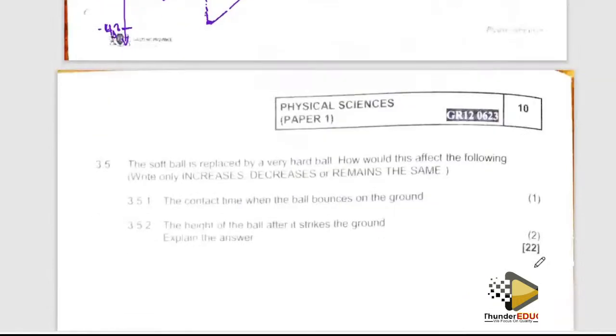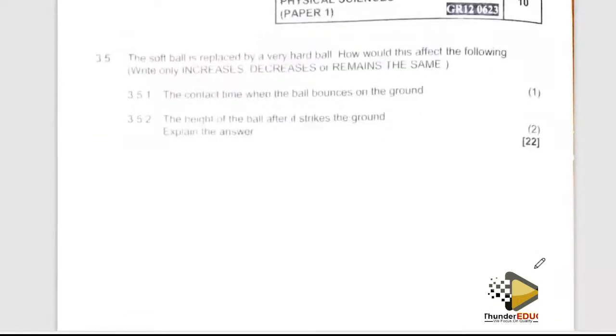3.5. They're telling us that the soft ball is replaced with a very hard ball. How would this affect the following? Increase, decrease, or remain the same. The contact time. So we know that a soft ball would take longer on the ground. Is that true? Will it take a shorter period of time or a longer period of time?